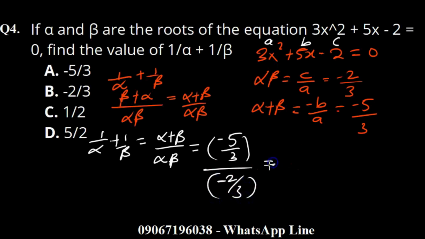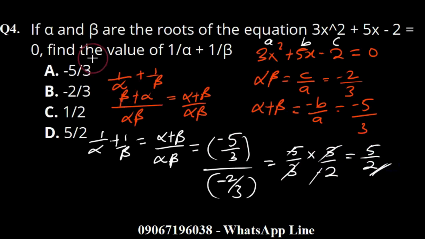If we do this mathematics, this gives us minus 5 over 3 multiplied by the reciprocal: the denominator goes up to become the numerator, and the numerator comes down, and this becomes minus 2. So minus takes away minus, and 3 takes away 3, and from there we're left with 5 over 2. So the answer to this question is 5 over 2, which is option D. All right, this is the solution to this question. We move over to the next question.